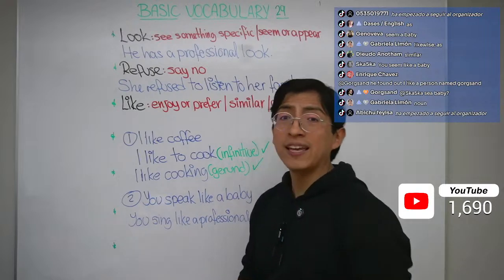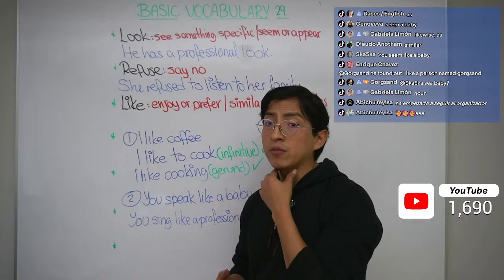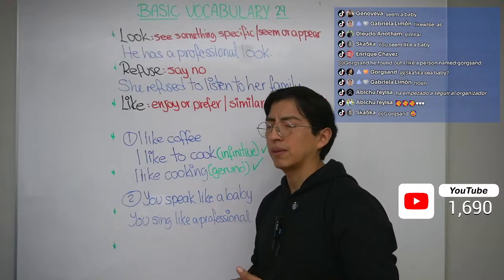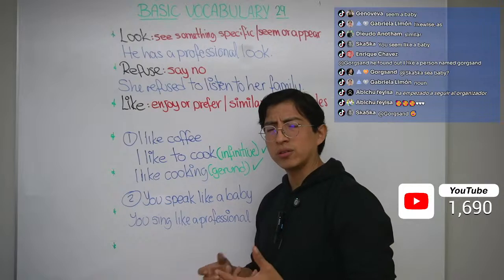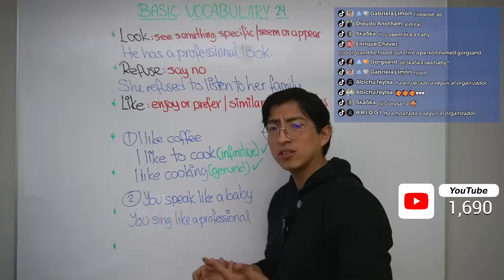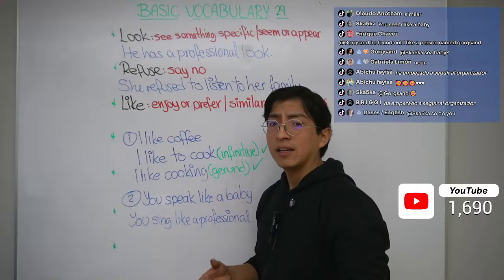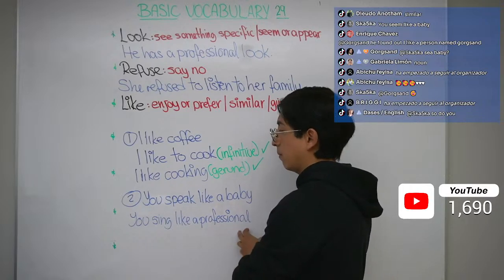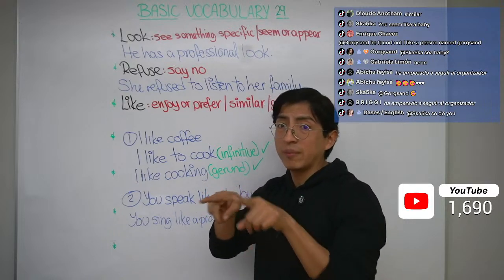Look at that. You sing like a professional. So maybe you have a very beautiful voice, right? And you sing very, very nice. So you can tell this person, hey, your voice is really beautiful. You sing like a professional. You're not a professional singer, but this person is saying that your voice is similar to the voice of a professional singer. Yes, we're talking about similarities, something that is similar to another.